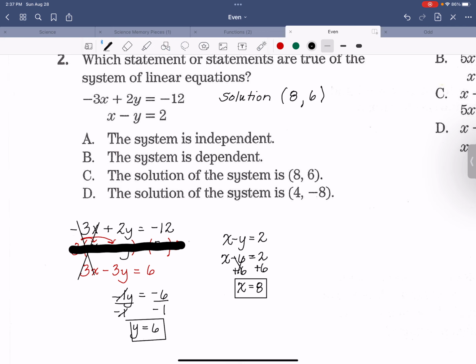So C is an answer, but so is A, because it has only one point that will satisfy both equations. So this one is A and C. It is an independent system with solution 8, 6.